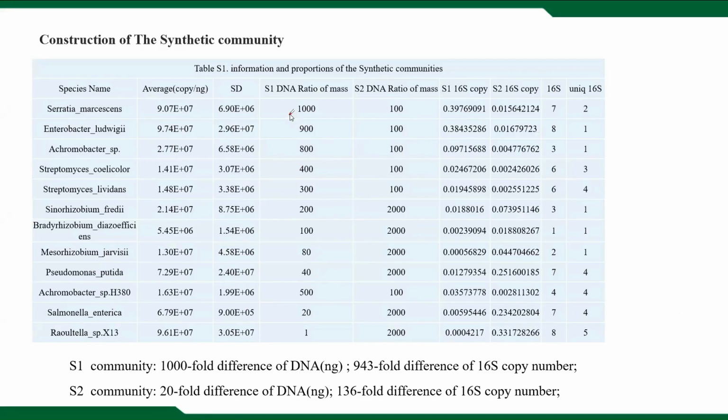These 2 synthetic microbial communities, namely S1 and S2, used SYBR Green qPCR technology to perform genomic DNA copy number detection on 3 duplicates. The largest DNA value in the S1 sample was 1000 times the smallest value, and the mass value was dispersed in a gradient with a 943-fold difference in 16S copy number. In the S2 sample, a 20-fold difference in genomic DNA was maintained, with a 136-fold difference in 16S copy number.